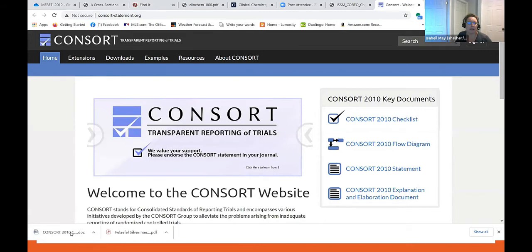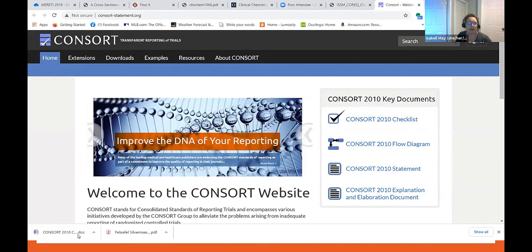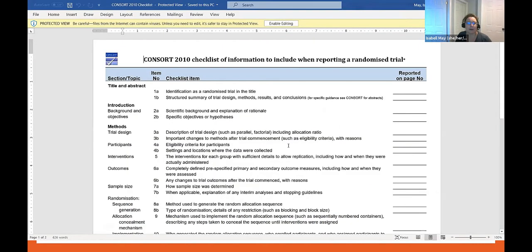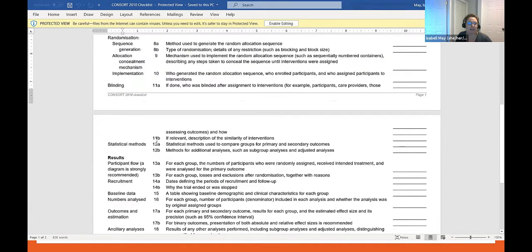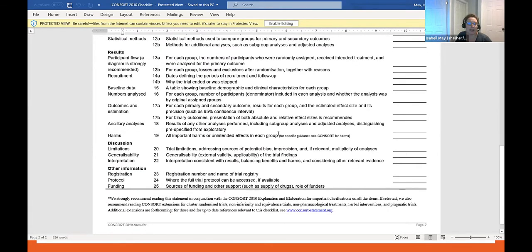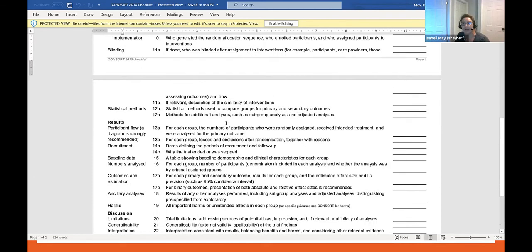Hold on one second, my Word is taking its time. There we go. So here you have, again, the report on page number. And this is useful even for you to use. Title and abstract, introduction, methods. The introduction is pretty short. Methods and results are a lot more detailed. Again, this is for randomized controlled trials, so pick and choose which one you need and what will work best for you.